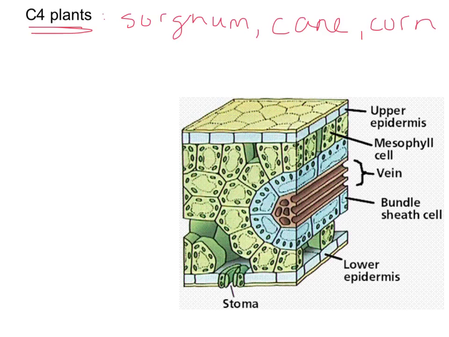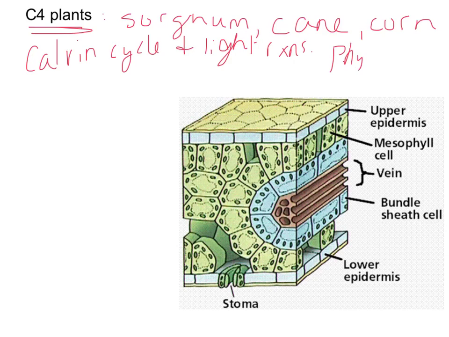So a C4 plant does the Calvin cycle in a different place than the light reactions. Sorry for that complete blanking there. So the Calvin cycle and the light reactions are physically separated. They're taking place in two separate places.